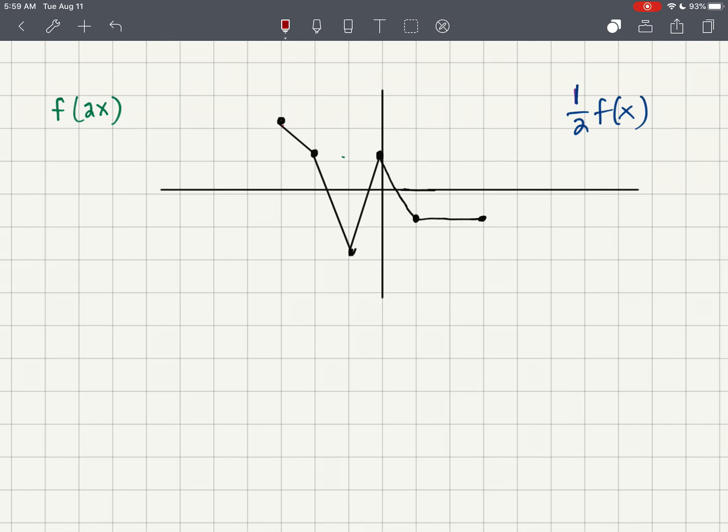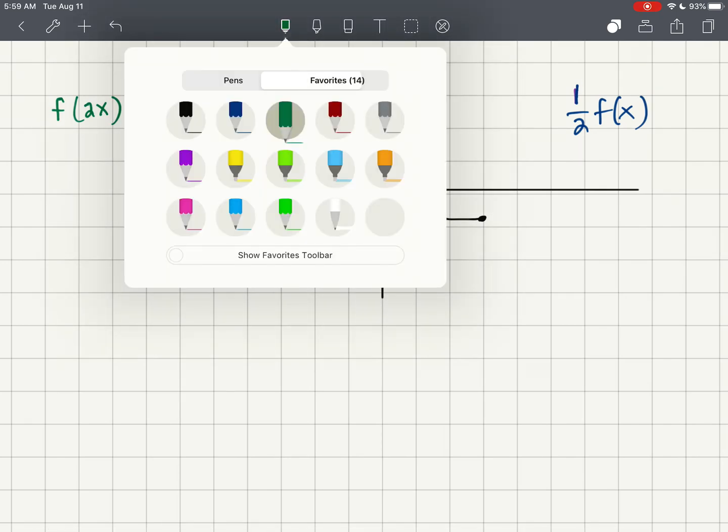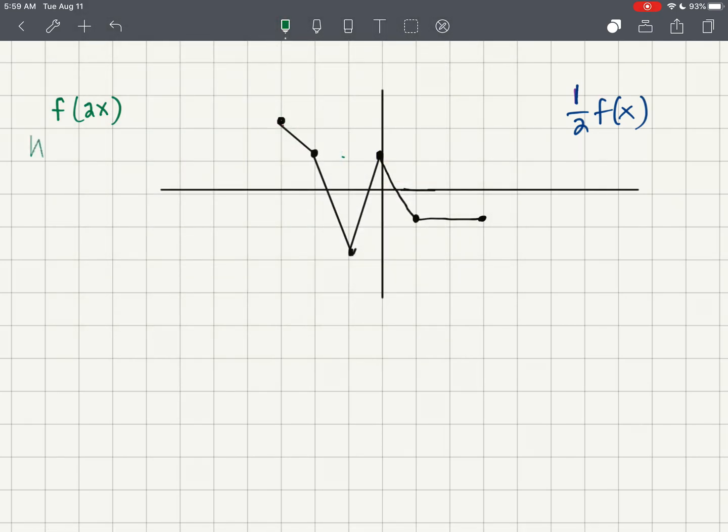Okay, let's try one more here. We have f of 2x. Now remember, this is going to be a horizontal stretch. So what's going to happen here is we're going to take all of our x values and multiply them by 2, and y stays the same.